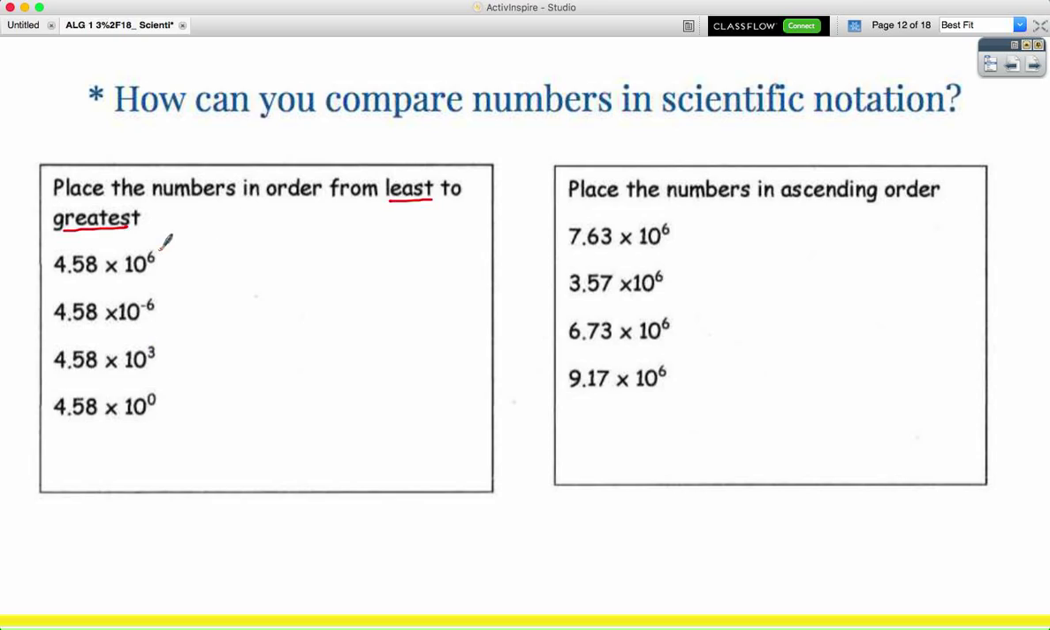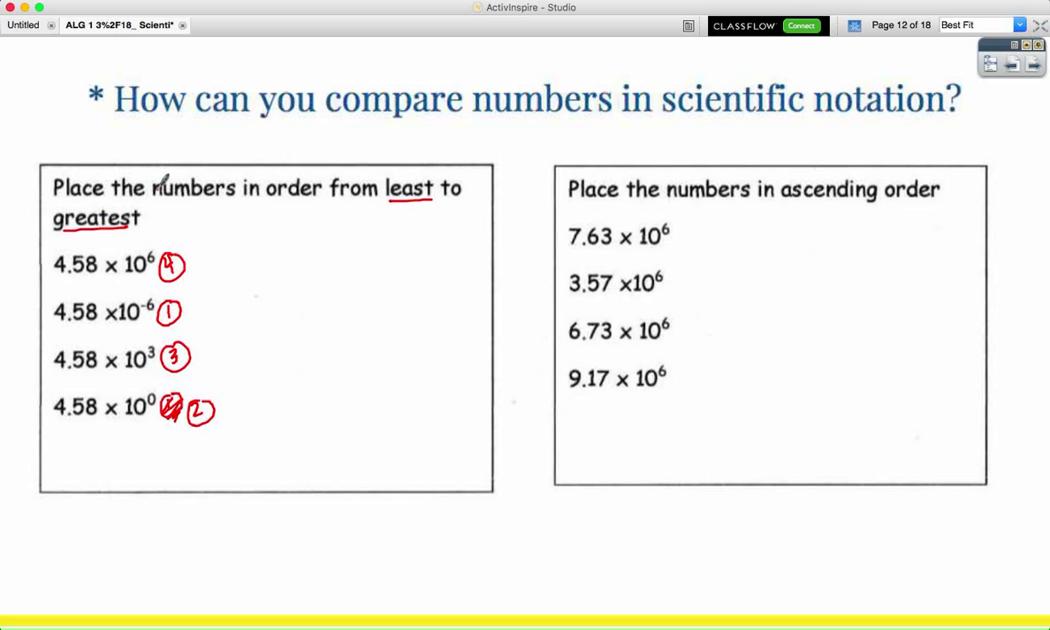So the smallest one is going to be 10 to the 0 power. So that's the smallest one. The next one, oh, I'm going too fast, sorry. The smallest one is -6. The next smallest is the 0. Then the third is the 3. And then the largest number is the 10 to the 6th.